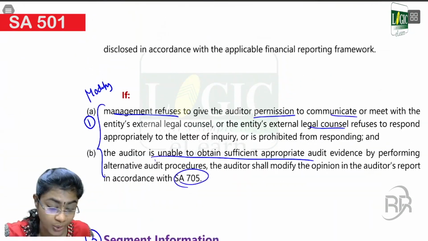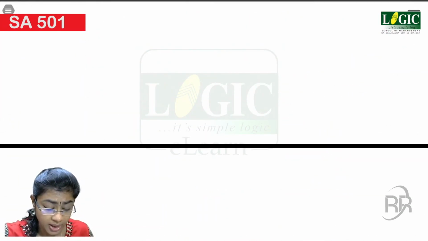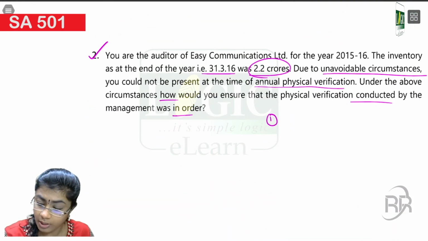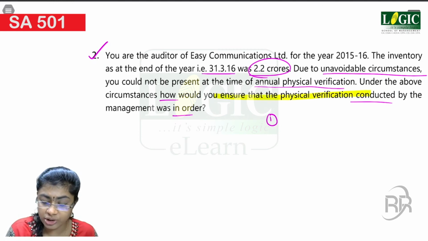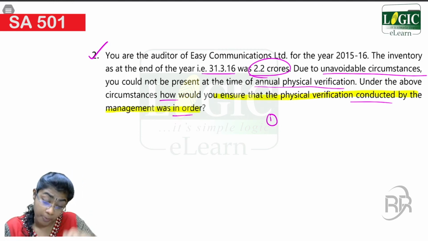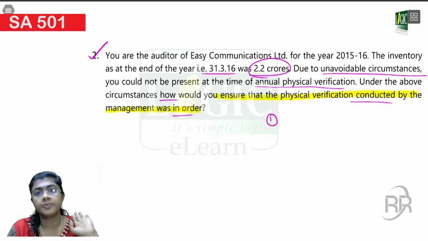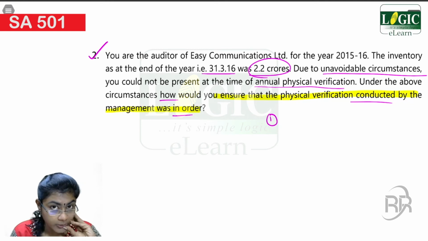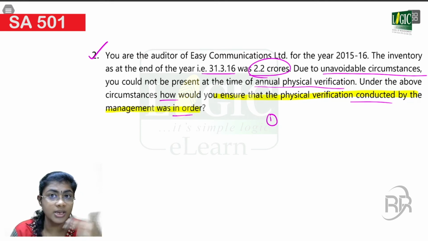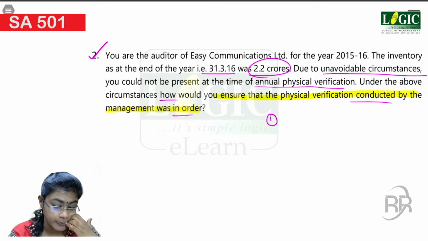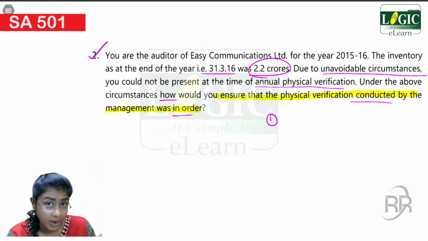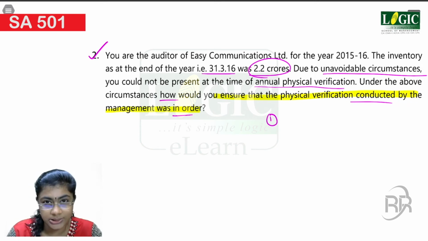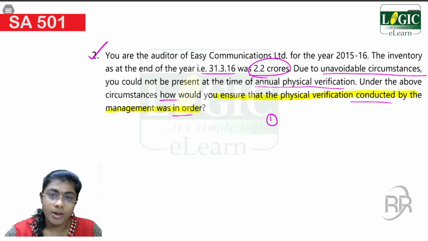Didn't you notice in that question, students, one point? In that question, they specifically ask you, how would you ensure physical verification conducted by the management was in order? So you have to see all those points. Rest of the answer is the same as the previous question. And I wanted you to write the answer for this particular question as a matter of practice. Okay.